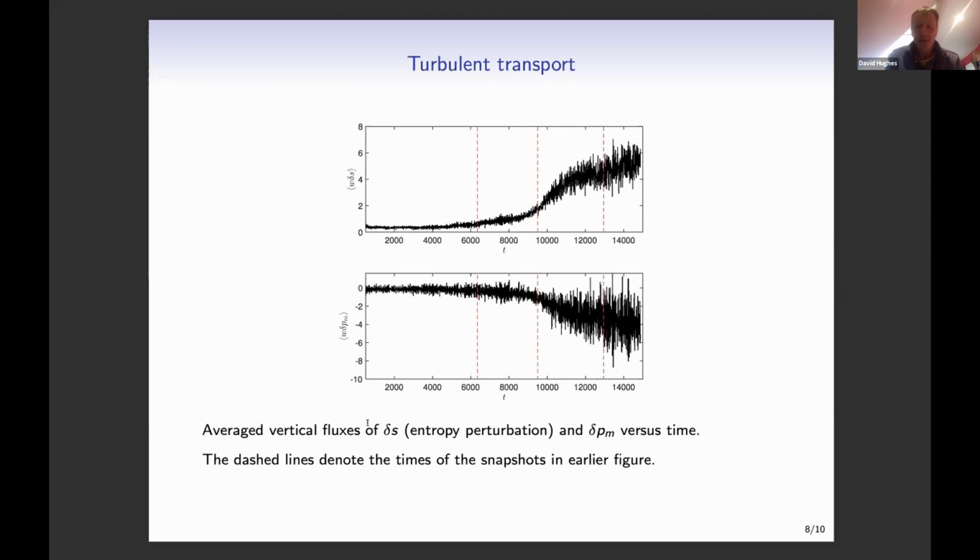And as I said earlier, it's important because transport goes up a lot as the layers form. These red lines are the 3 times on that previous plot. And you can see that this is turbulent transport of entropy, turbulent transport of magnetic pressure. It goes up considerably, and it will keep going up, as in a simulation the layers merge, and it will keep going up.